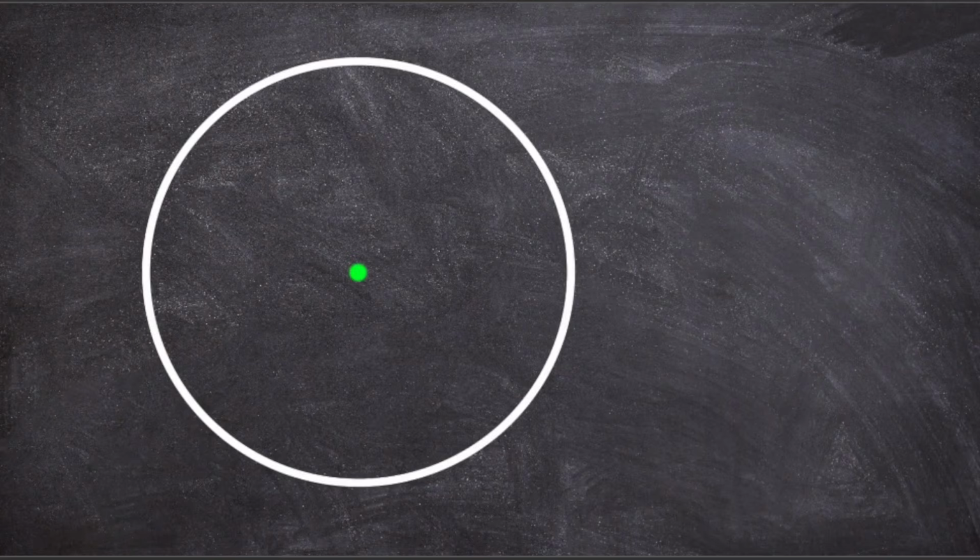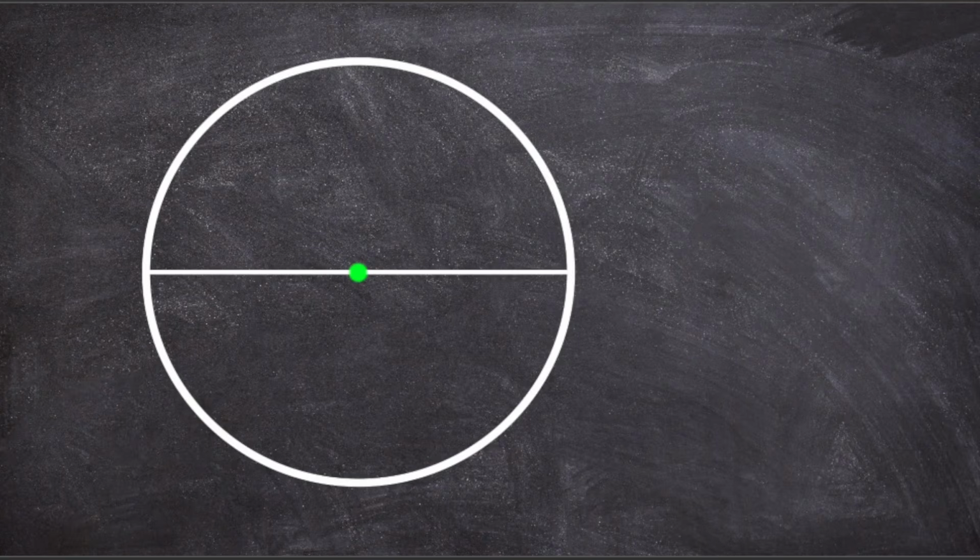Let's start with a circle. The green dot represents the center of the circle. Let's draw a line passing through the center of the circle so that each end of the line touches the edge. This is the diameter of the circle, but it can be described in a different way as two separate lines, each starting at the center and then going in opposite directions and ending at the edge.